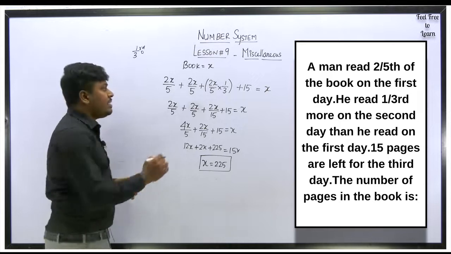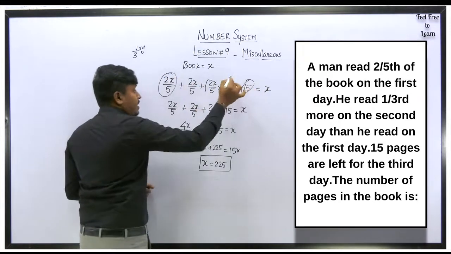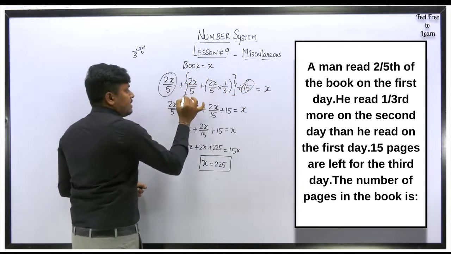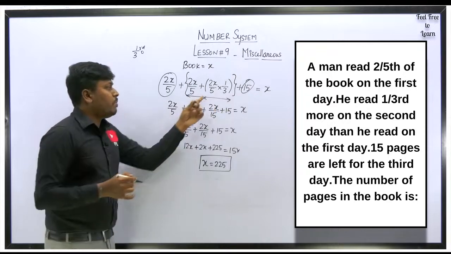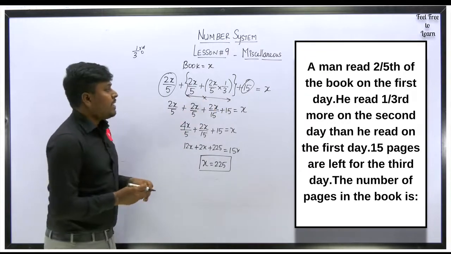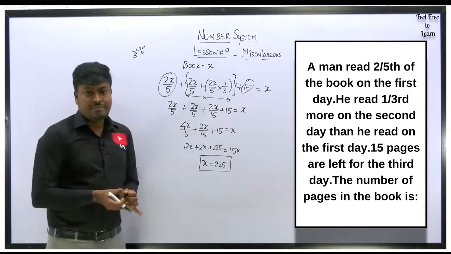Understood? So very easy, and most of the students will write this, but many students will make the mistake in this area. So try to understand how I wrote it. Got it? So this will be the important step in this question. So finally the answer for this question is that the total number of pages in the book will be 225.